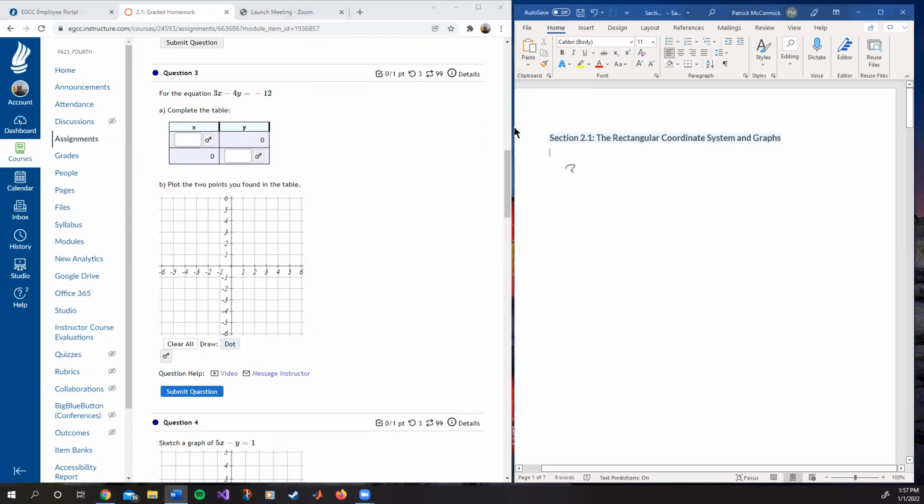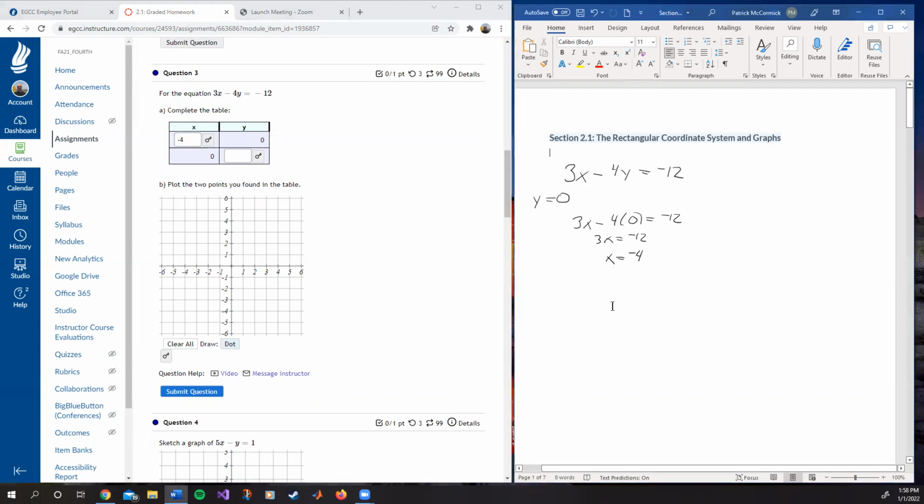So this is 3x minus 4y equals -12. We're given y equals 0, so we make our substitutions: 3x minus 4 times 0 equals -12. 4 times 0 is 0, so I get 3x equals -12. Divide both sides by 3, so we get x equals -4. So over here, we get x equals -4.